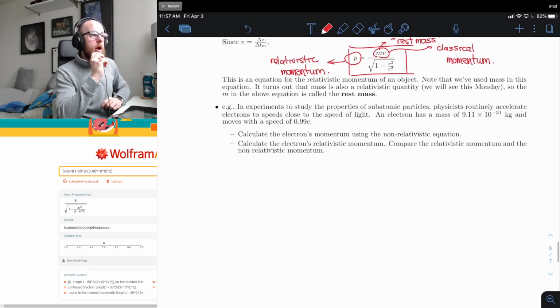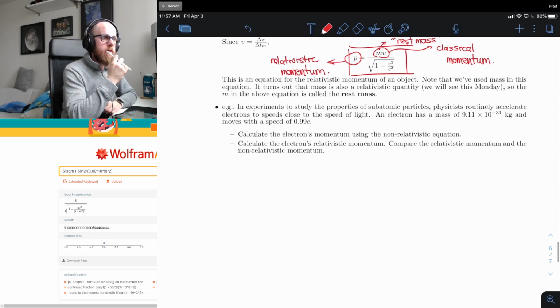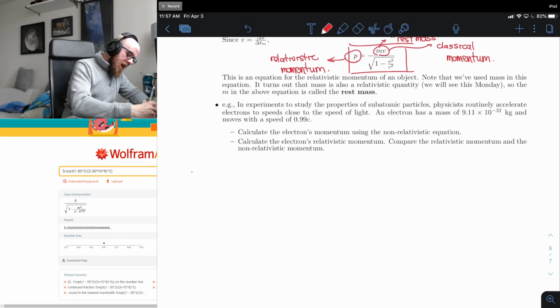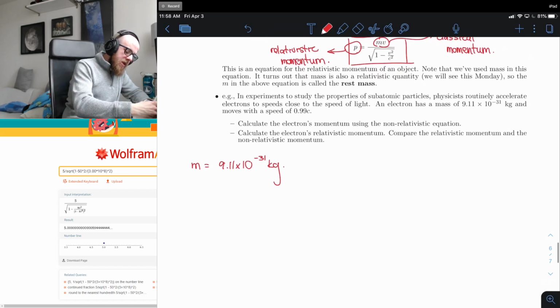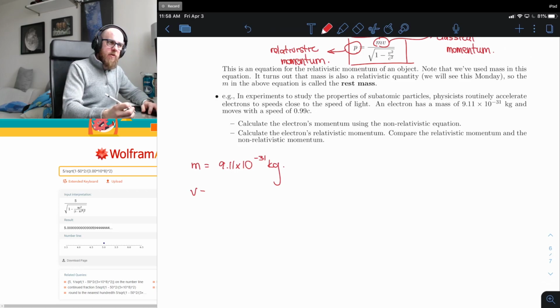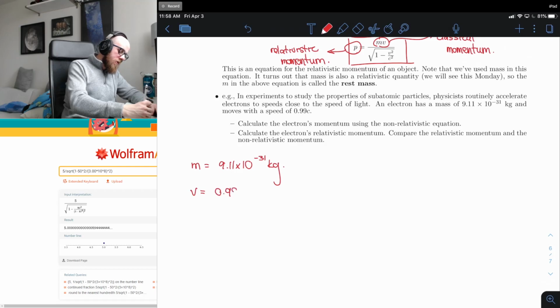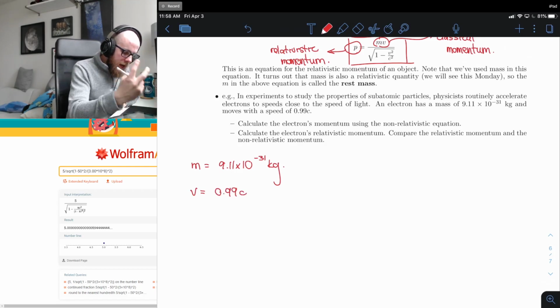So here we have an experiment and we're going to study the properties of subatomic particles. What we're doing in this experiment is accelerating electrons to speeds that are very close to the speed of light. We are told that the mass of an electron, and we have to be careful here, this is the rest mass of an electron, is 9.11 times 10 to the negative 31 kilograms. And this electron is moving at a very, very high speed, very close to the speed of light, 99% the speed of light. So 0.99 c.